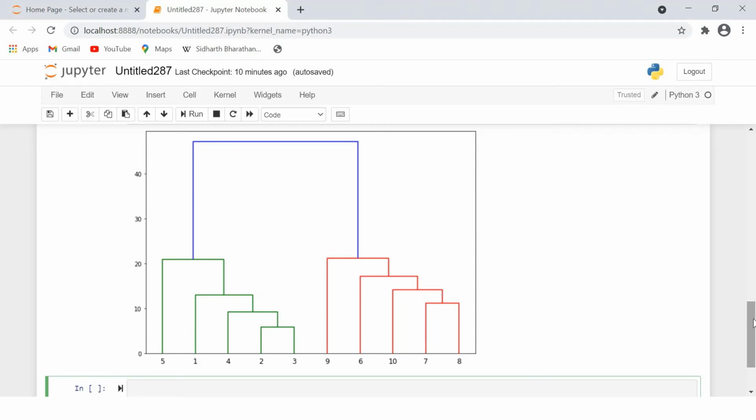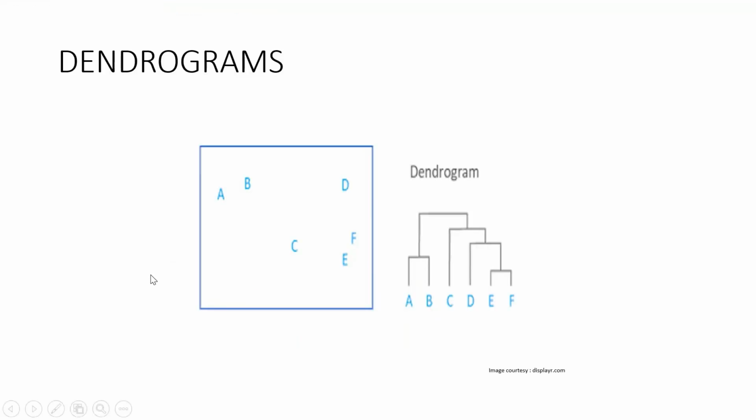Once one big cluster is formed, the largest vertical distance without any horizontal line passing through it is selected and a horizontal line is drawn through it. The number of vertical lines this newly created horizontal line passes is equal to the number of clusters. You can see it in the plot here. Take a look at the next plot.